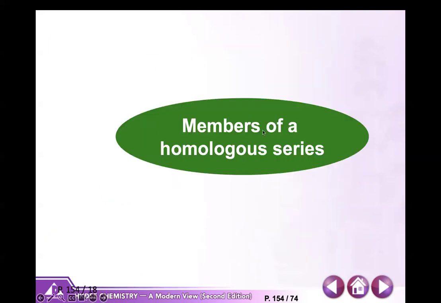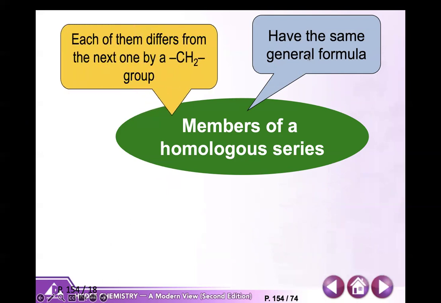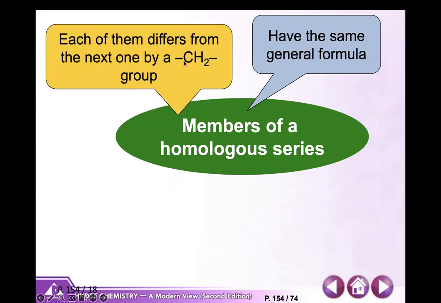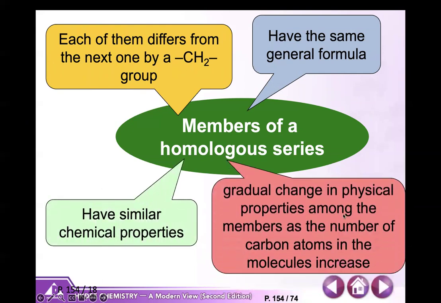If you remember the same homologous series, we should have the very, very important rule. They should have the same general formula. They should differ from the neighboring member by CH2. They have similar chemical properties, and they should have a gradual change in physical properties as well.